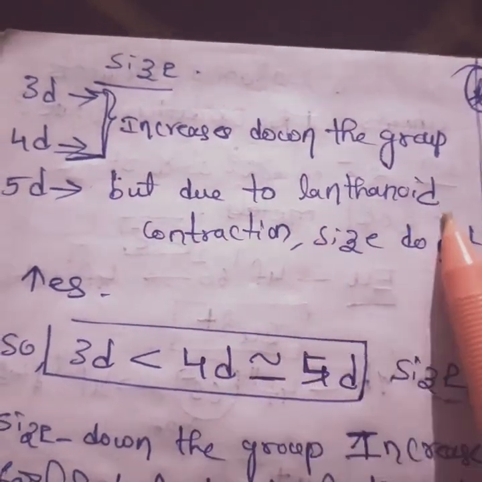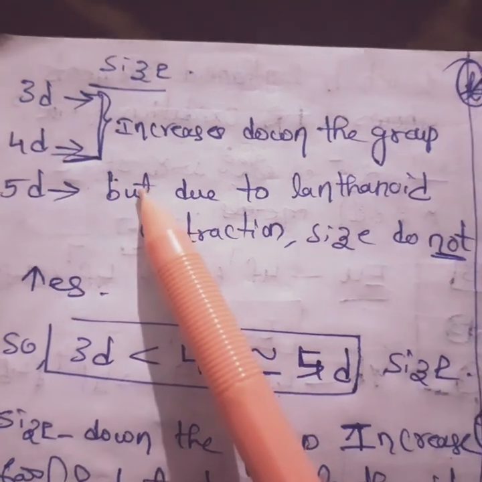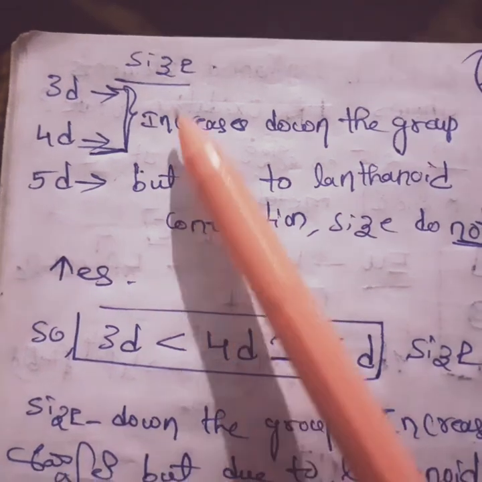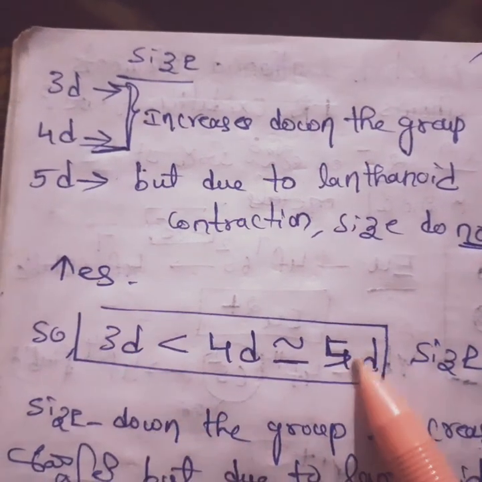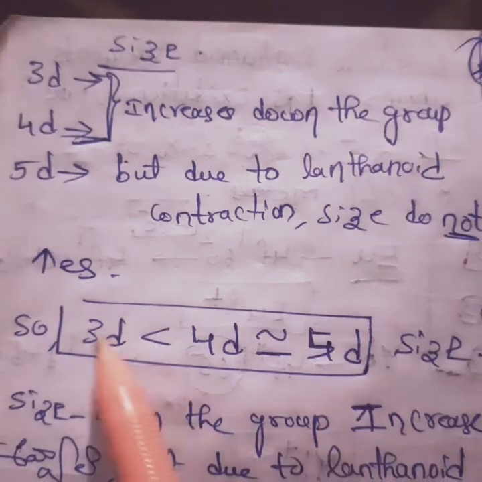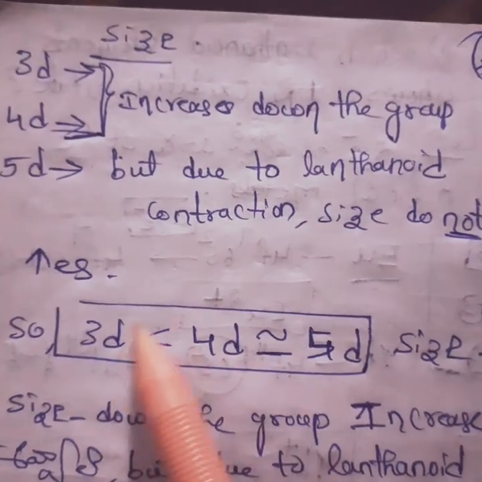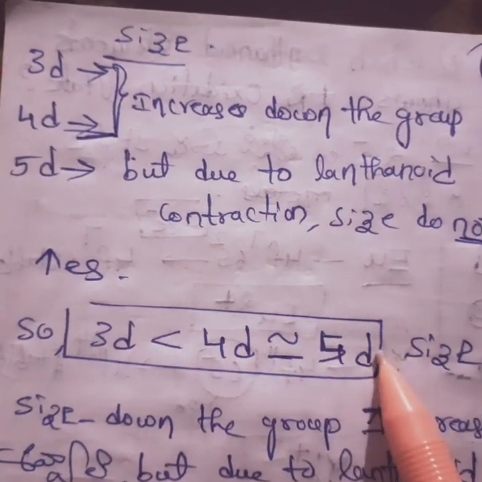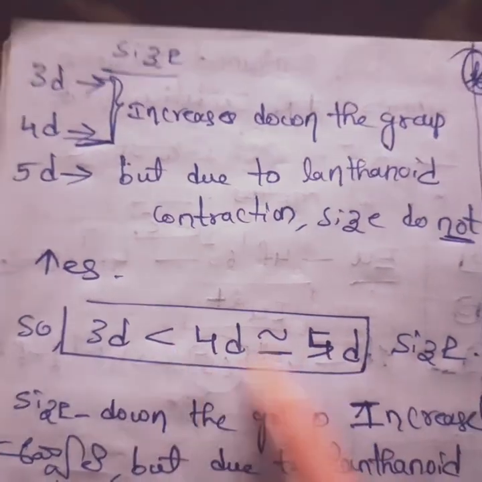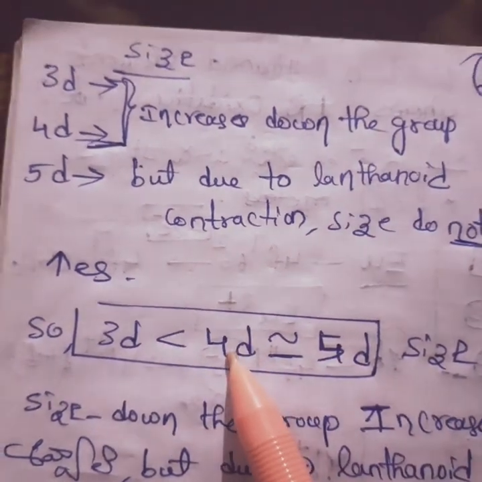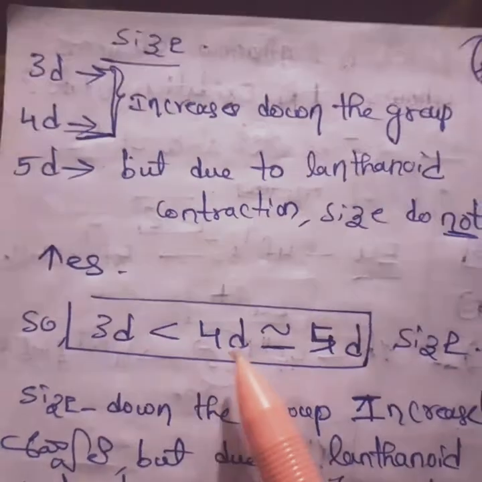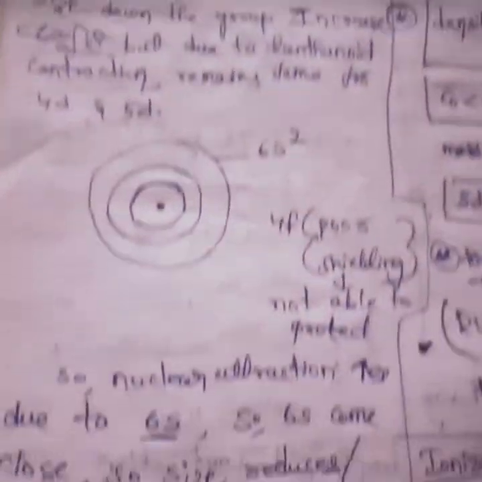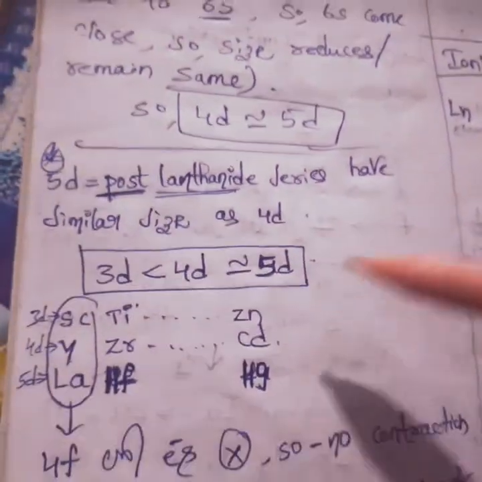Why? Because of lanthanoid contraction. Due to lanthanoid contraction size does not increase. This is the application part of lanthanoid contraction. From 3D to 4D size increases, but from 4D to 5D the size is not increasing because of lanthanoid contraction. So here the size remains the same for both 4D and 5D. This thing we have to remember, friends. Hope you understood.